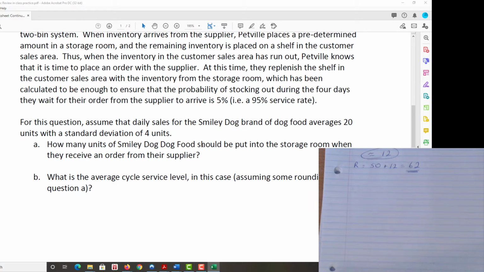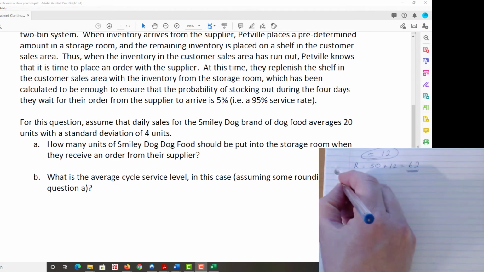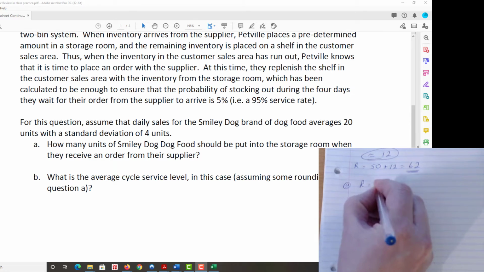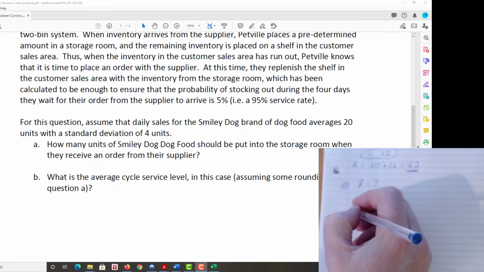Okay, so it should be put in the storeroom when they receive an order from their supplier. And this little clunky worded question we are essentially asking for in part A is, what's that reorder point?